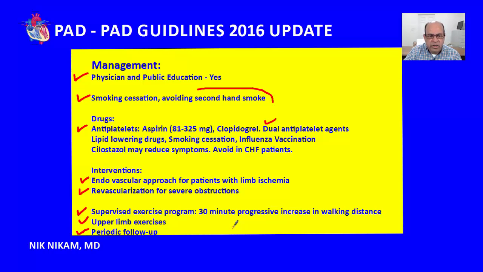This is in a nutshell the PAD guidelines 2016 update. I hope this has been useful to you. These are all things that we routinely do, but it is extremely important to first look for patients with peripheral arterial disease, especially in the high-risk population, and take these proactive steps so that we can minimize the symptoms and also improve patients' quality of life and reduce the risk of ischemic events.